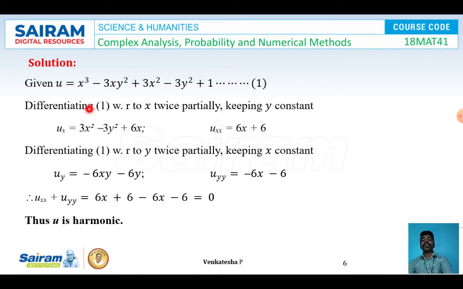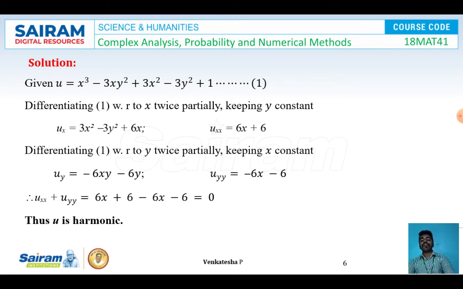So in step 1, I'll be differentiating 1 with respect to x twice partially, keeping y constant. For one time differentiation, x cube will become 3x square, minus 3xy square will become minus 3y square, plus 3x square will become 6x. Here no x term is there, it will become 0. So I got ux is equal to 3x square minus 3y square plus 6x. Now differentiating again with respect to x partially, treating y constant. So 3x square will become 6x. Here no x term, it will become 0. 6x will become 6. So I got u double x is equal to 6x plus 6.